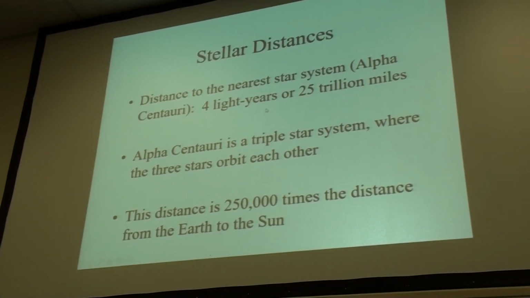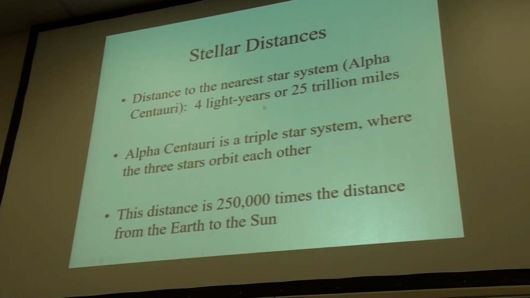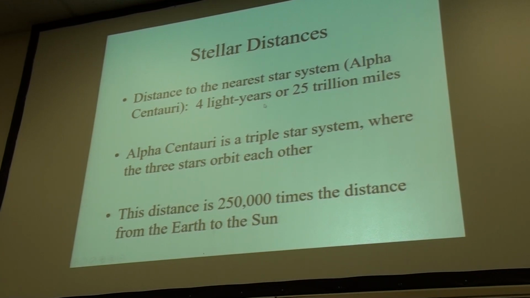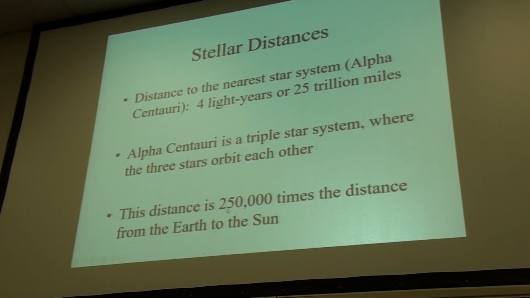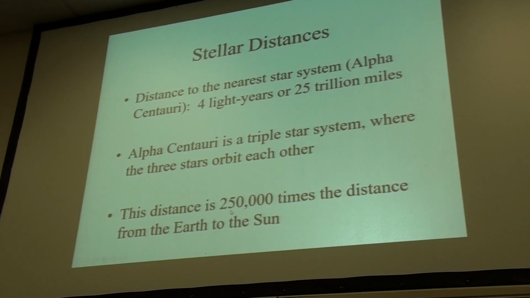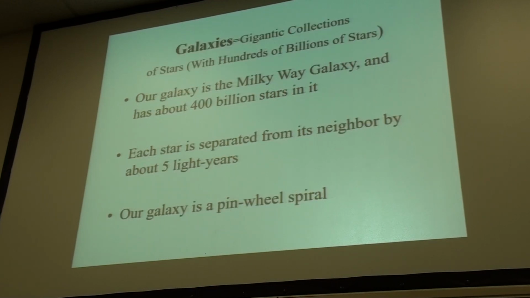Okay, so let's go and take a look at the distances that are associated with Alpha Centauri then. Now we're talking about light years. Okay, so the distance then to Alpha Centauri is about 4 light years. It's a triple star system, and as we said, 250,000 times the distance from the Earth to the Sun.